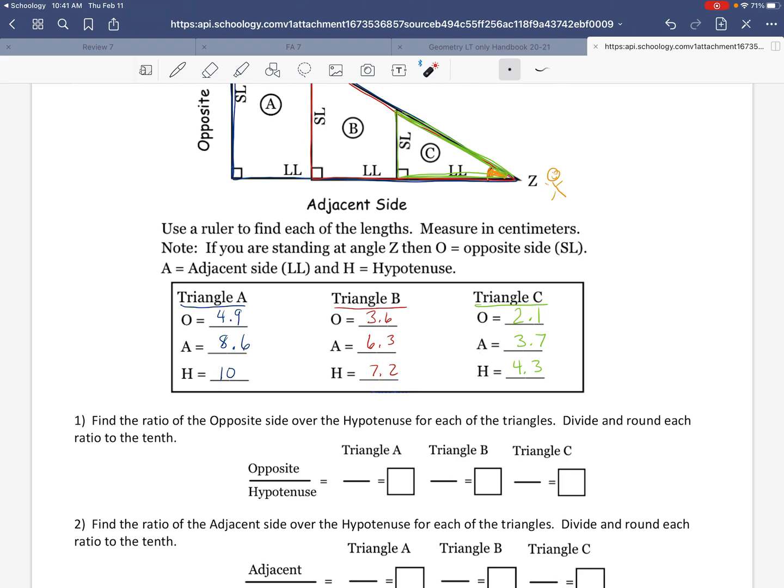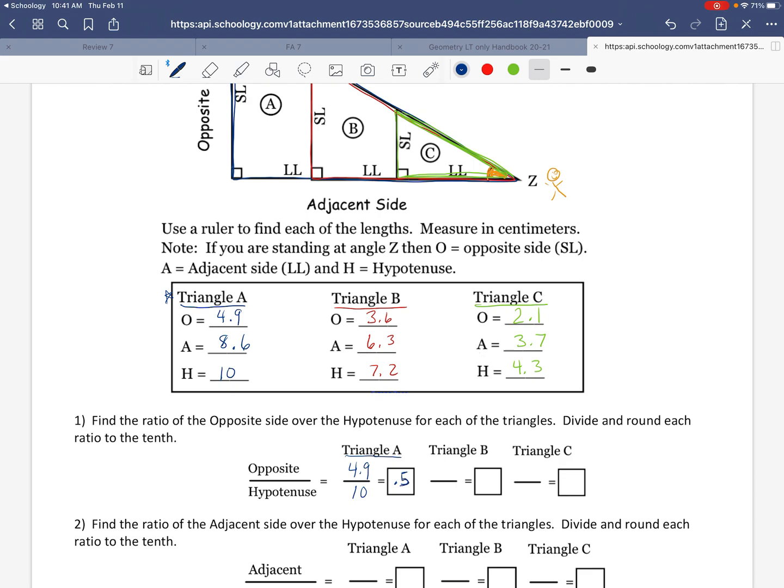So if we look at triangle A, I'm going to do in blue. Triangle A is right here. The opposite side is 4.9. The hypotenuse is 10. So I'm going to divide that. I get about 0.5.